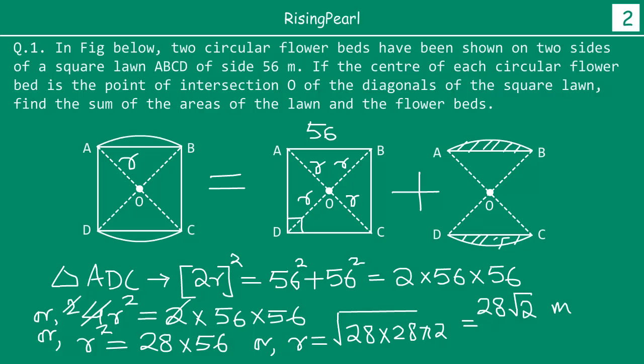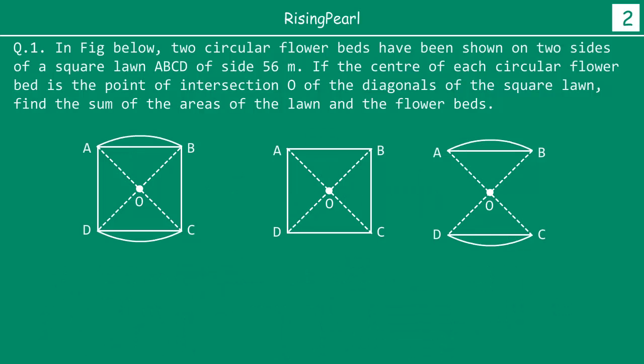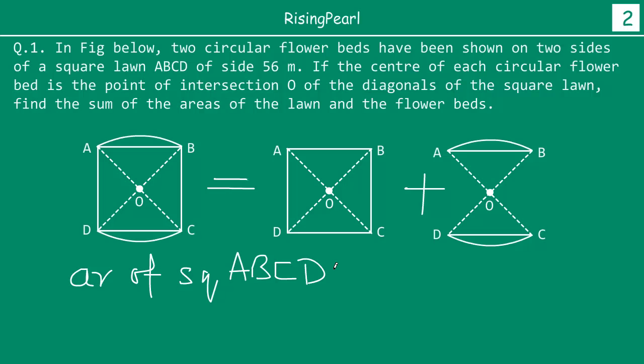So let's give us a little bit more space here. So this is equal to the area of the square plus this. Now, area of square ABCD is equal to, simply, we know that if this side is 56 and this side is 56, because all sides are equal, it is simply 56 times 56. So the area of the square is quite straightforward, it is 56 square.